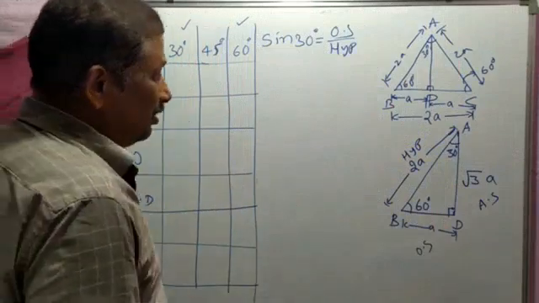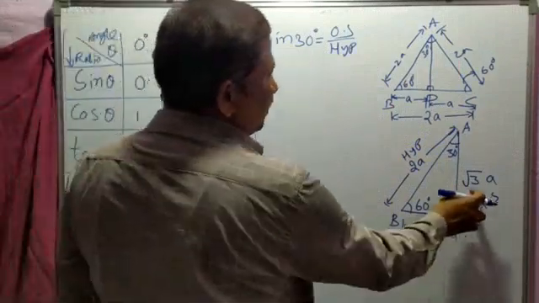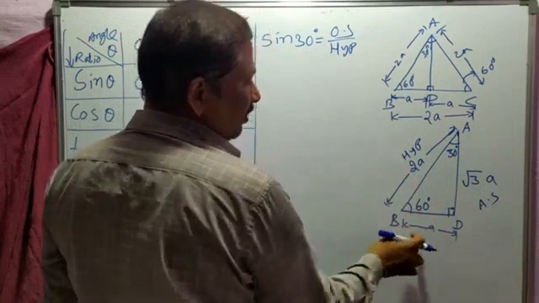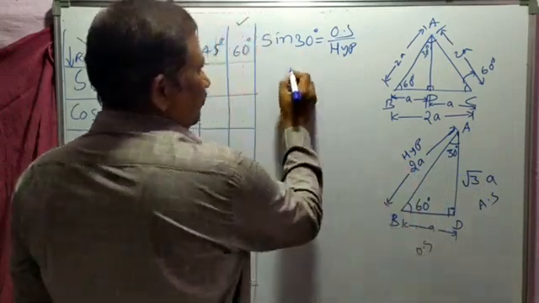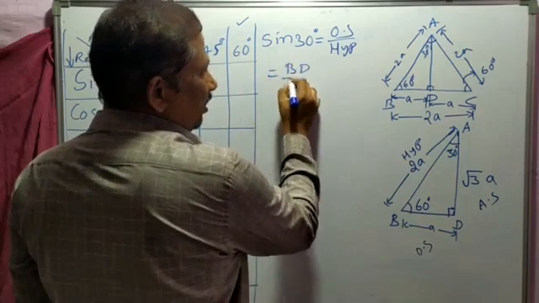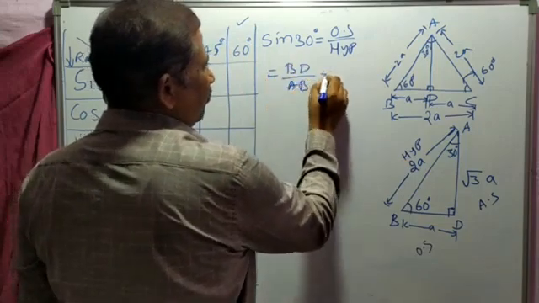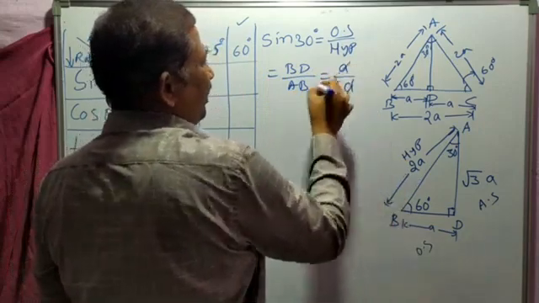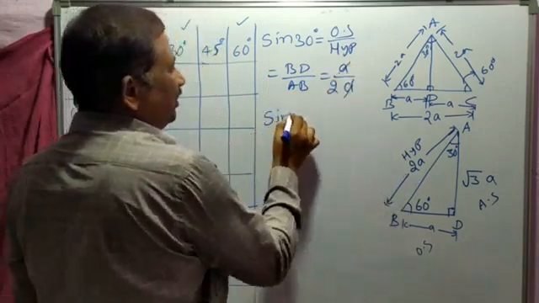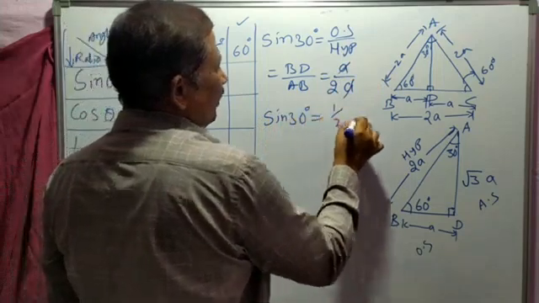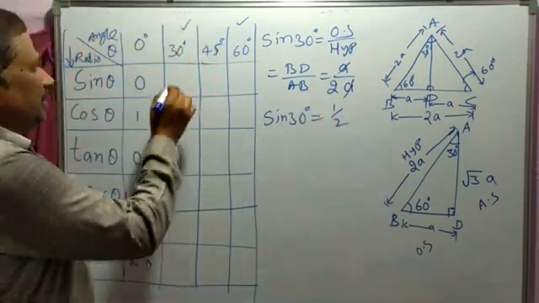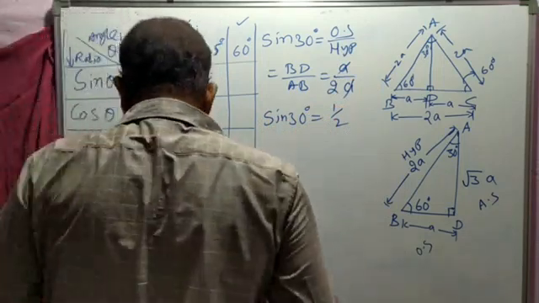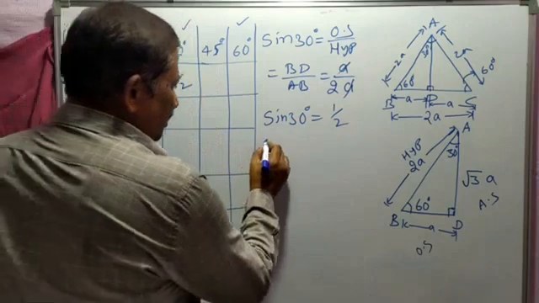Now for this, sine 30 degrees is opposite side by hypotenuse. Opposite side is nothing but BD. BD by hypotenuse, common AD. BD is A, and hypotenuse is 2A. AA gets cancelled. Sine 30 degrees is equal to 1 by 2. So what is the value of sine 30? 1 by 2. Next, coming to the next ratio, cos 30 degrees.